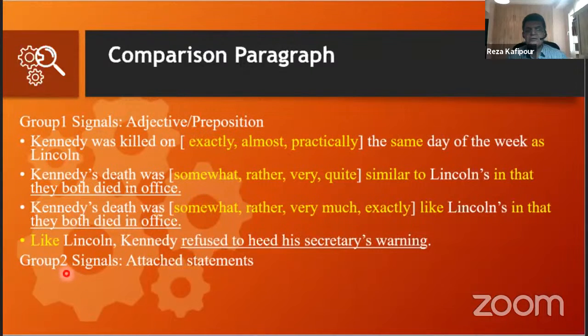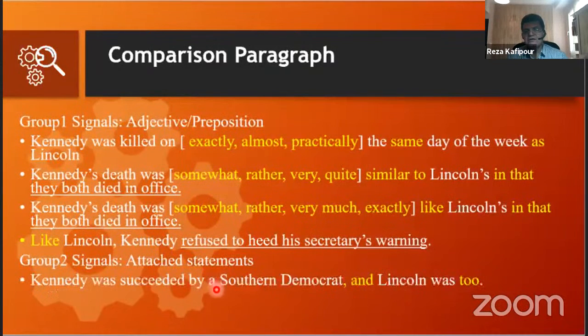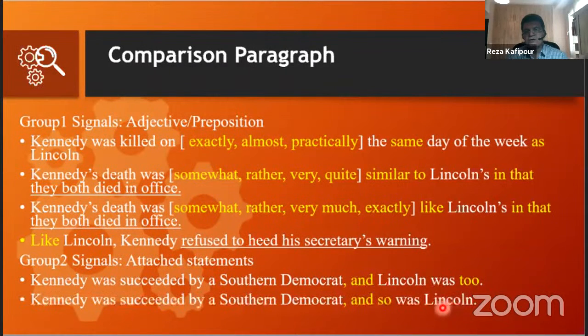The second group of signals is the attached statement. We call it attached statement. It is the use of and to, and another structure, and so. But as you see, they are used differently: and to, and so.